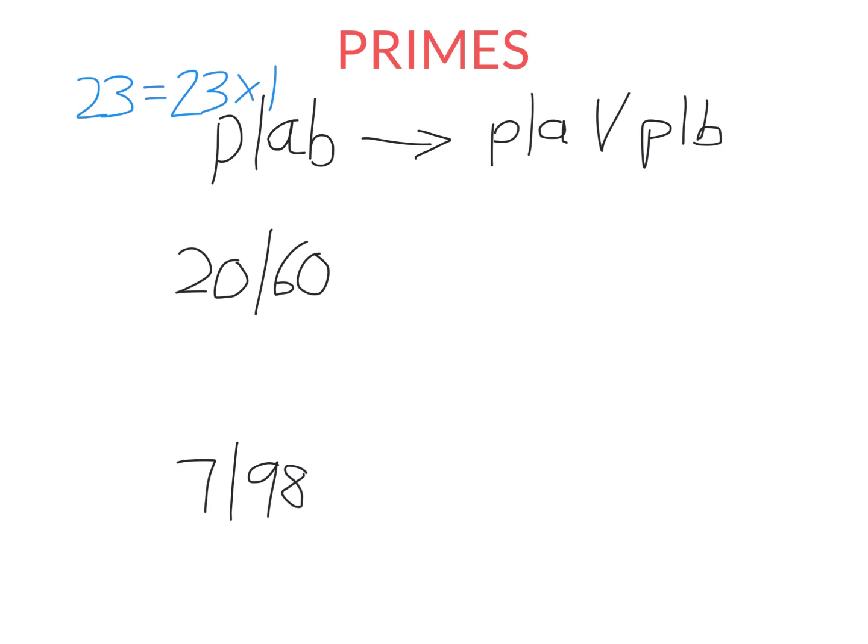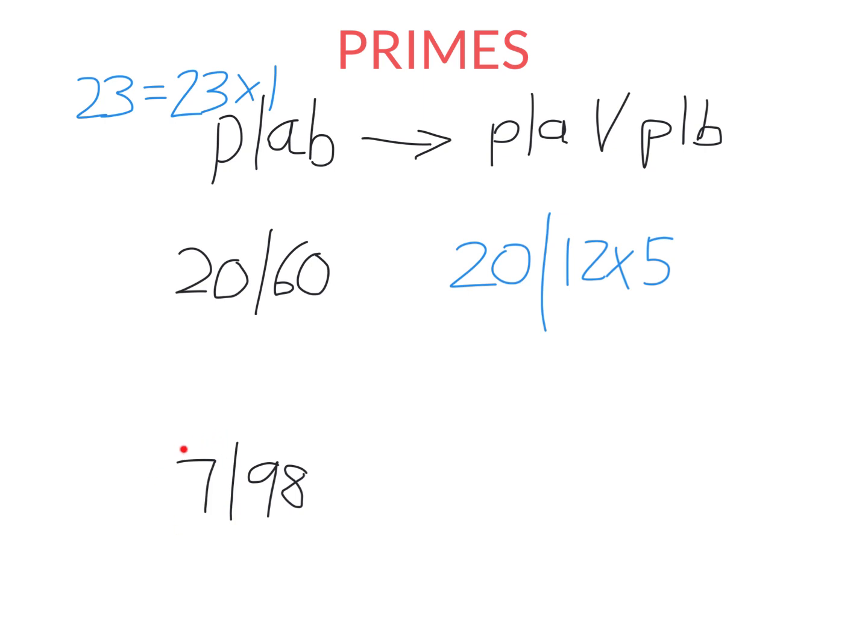So that's a bit complicated. Let's look at a couple of examples. So we have 20 divides 60. In other words, 20 is a factor of 60. 60 is a multiple of 20. So 60 can be written as 12 times 5. So the thing is, we can write this number, that's a multiple of 20, as the product of two numbers, neither of which is a multiple of 20. 20 is not a factor of 12, and it's not a factor of 5.